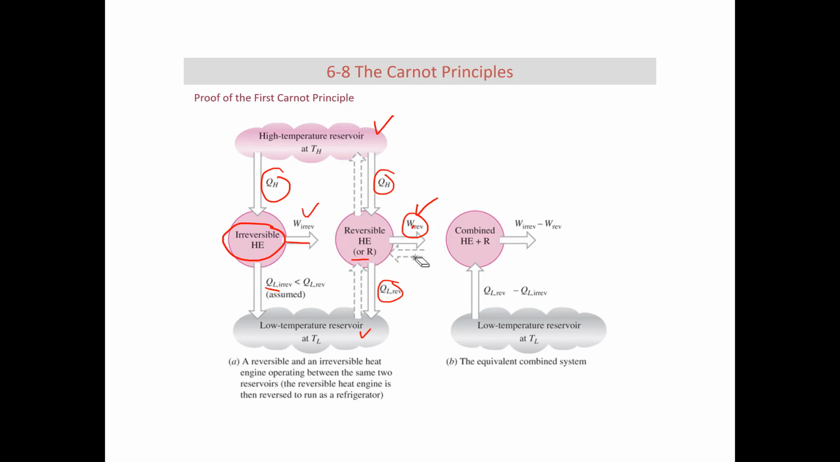Or if I have a refrigerator, I would be absorbing heat, putting work into the system to move heat from the low temperature to the high temperature. So a reversible and an irreversible engine operating between the same two reservoirs. The reversible heat engine is then reversed to run as a refrigerator. So basically, this efficiency will be less than that efficiency.